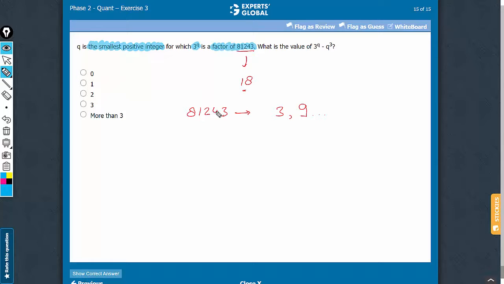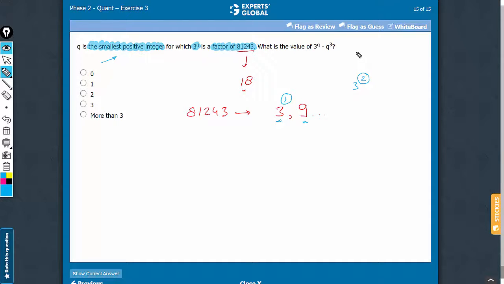So which is such smallest positive integer? The smallest positive integer here is going to be 1. See, 3 raised to power 1 is equal to 3, and 3 is a factor of 81243. If we took 9, we would be saying 3 squared and the value of q would be 2, but that's not correct. We have to find the smallest positive integer value. So quite simply, the value of q is 1 and the rest is simple arithmetic.